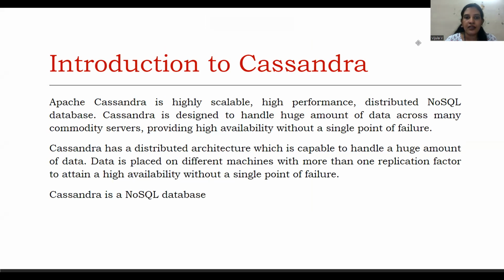Apache Cassandra is a highly scalable, high-performance, distributed NoSQL database. Cassandra is designed to handle huge amounts of data across many commodity servers and also to provide high availability without a single point of failure. It has a distributed architecture capable of handling a huge amount of data, and the data is placed on different machines with more than one replication factor to attain high availability without a single point of failure. And Cassandra is a NoSQL database.